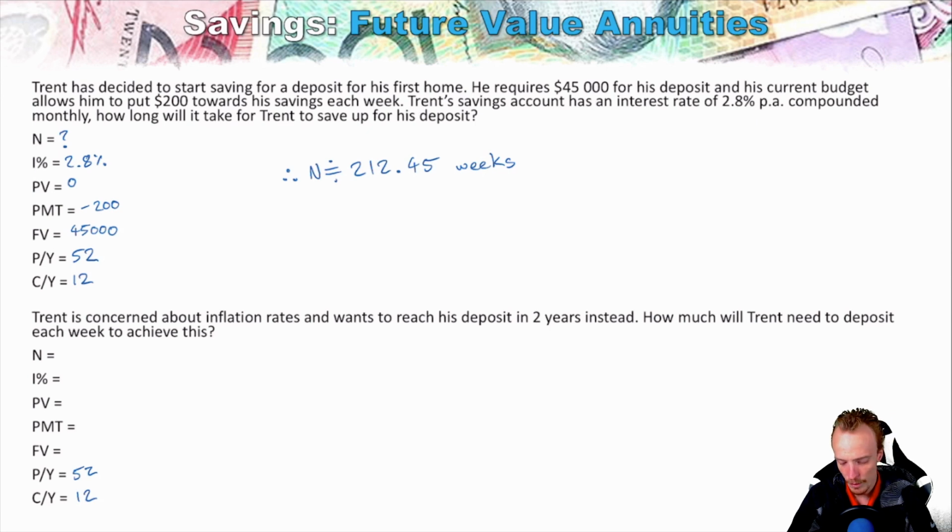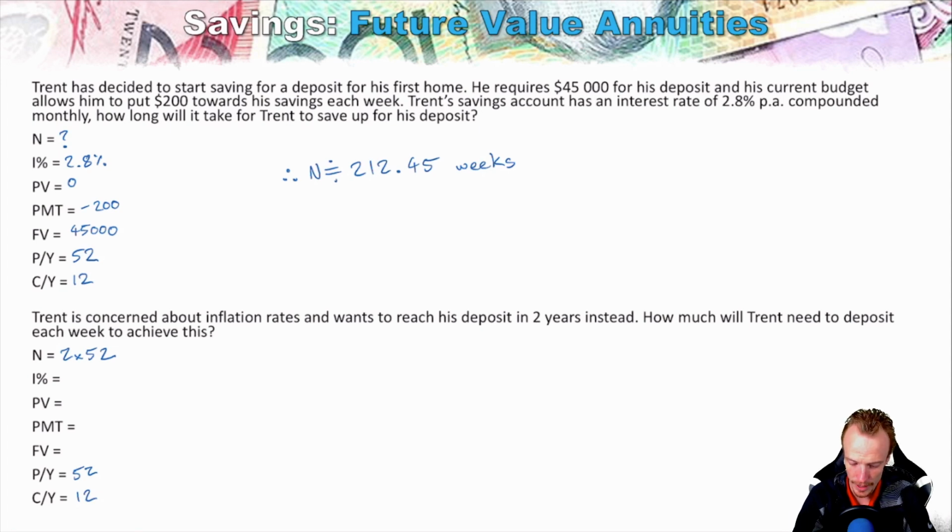Now that's important to do here because when we go to our N, you've got to remember that the units for N are linked to PY. So we're looking at how many weeks here. So it's 2 years at 52 deposits per year. All right, so that's what will get you the N.